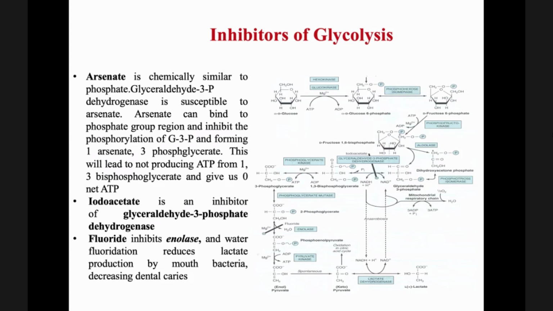We know the enolase is very important in the process. So if it's inhibited by fluoride, that will not allow the 2-phosphoglycerate to change into phosphoenolpyruvate. And then the process will stop and the glycolysis will not go on.